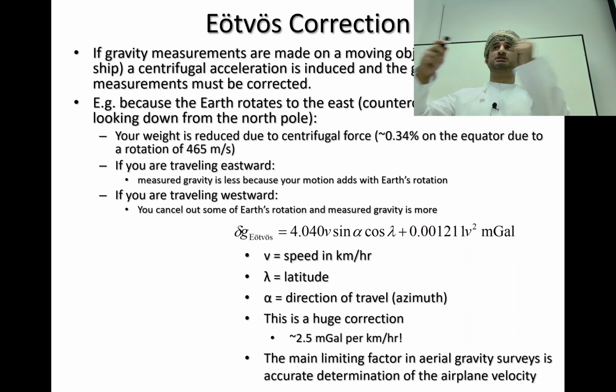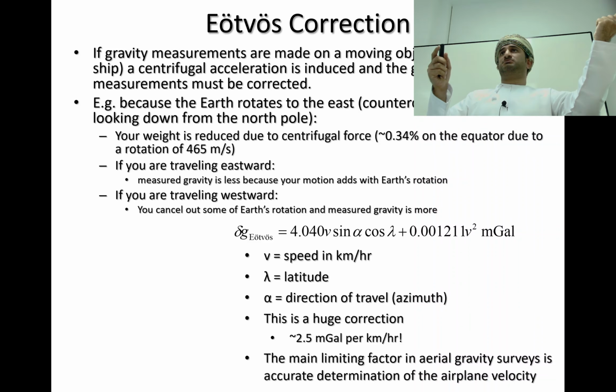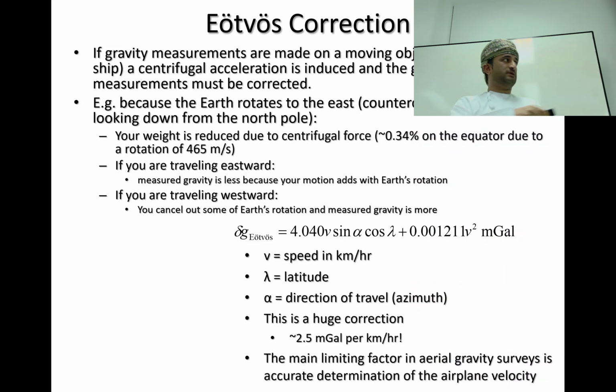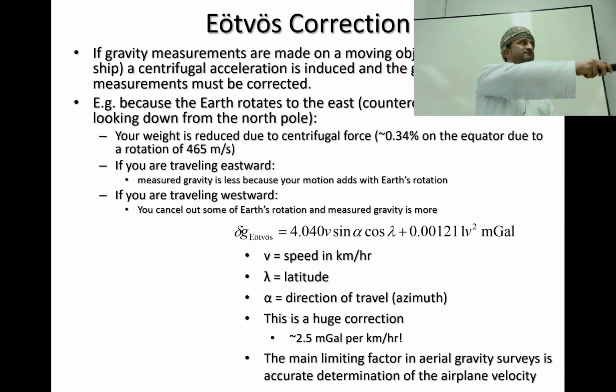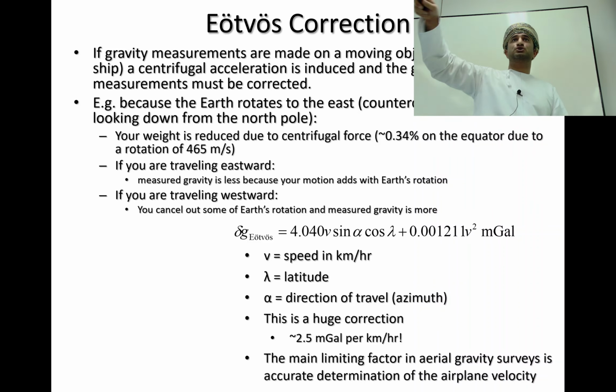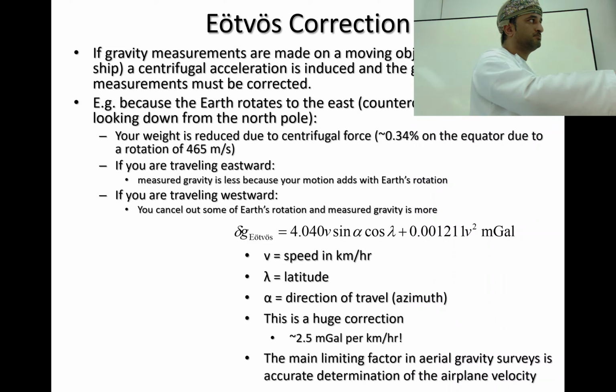Moving west is 270 with respect to the Earth, right? If I'm moving west, this is going to be the minimum. This correction, all of this is going to be a negative value. Anything from 0 to 180 is positive.